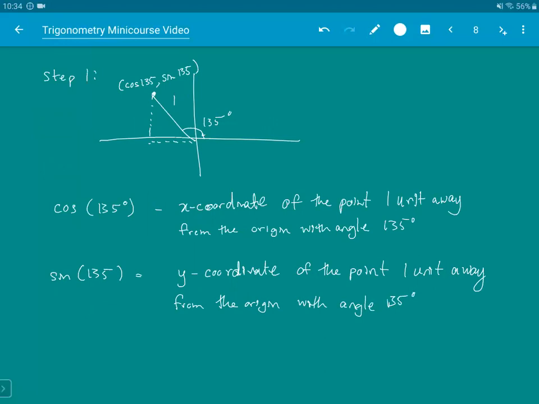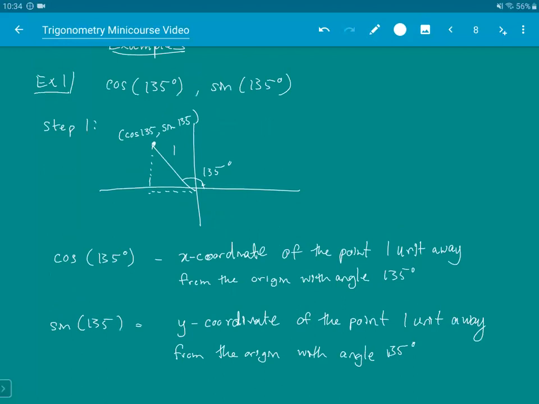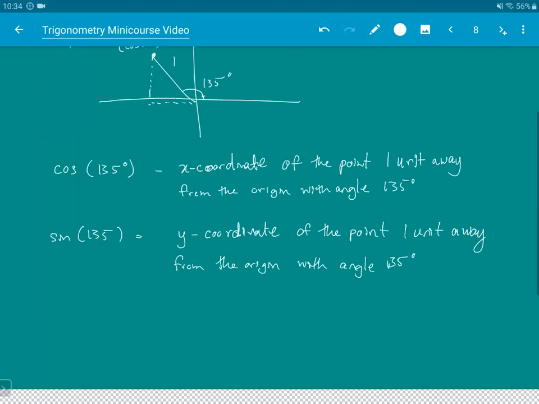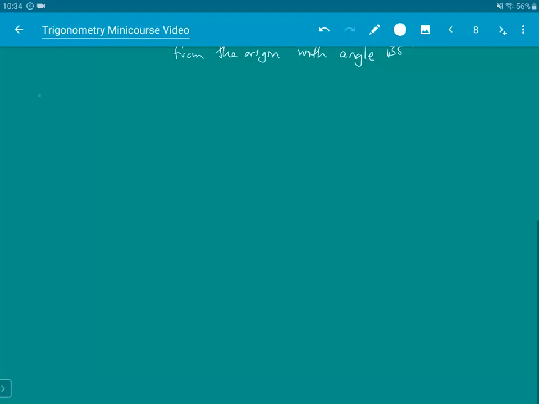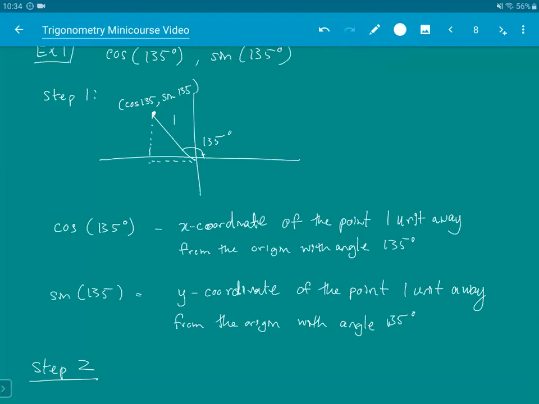So this is just a geometry problem now. We just need to find the x and the y coordinates of this point using geometry. Okay, so step 2. Relate this to angles that you already know. So in other words, try to find a related triangle that has angles between 0 and 90 degrees, is a right triangle, and all of those good things. We actually already drew that triangle, but we'll draw it clearer now.